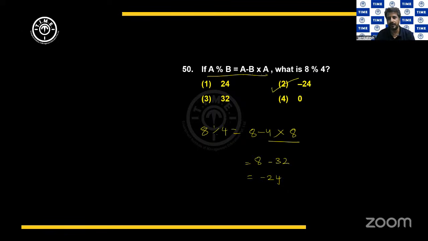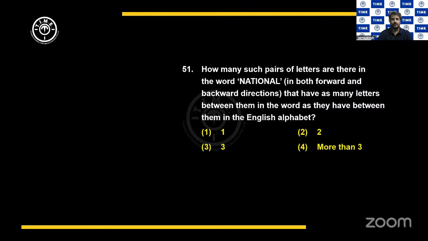Very simple and doable, right? Next one. All right. How many such pairs of letters are there in the word nation in both forward and backward directions that have as many letters between them in the word as they have between them in the English alphabet?